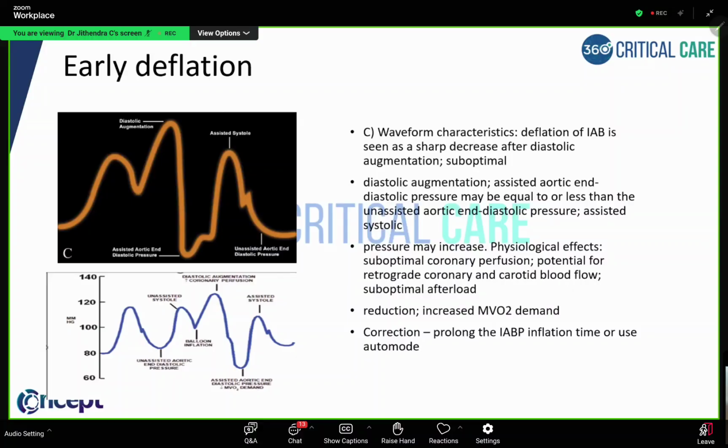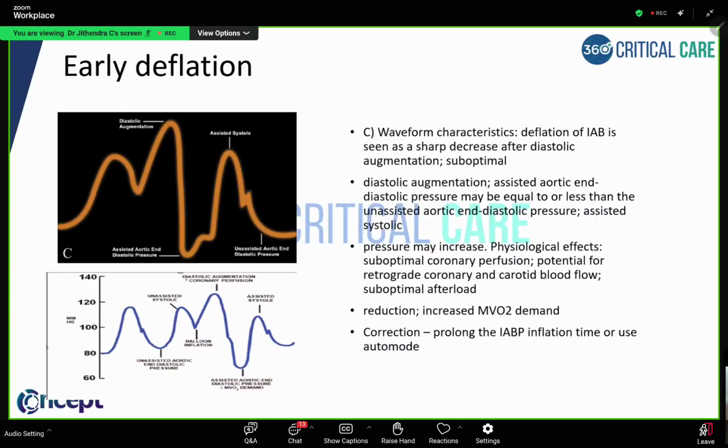Even before the LV starts pumping the blood, it has already got deflated. What was it supposed to do? It was supposed to get deflated at the start of systole, but it has deflated before that. Now the LV has to pump against the same afterload, so there is no reduction in the afterload. Because of that, there is increased myocardial oxygen demand.